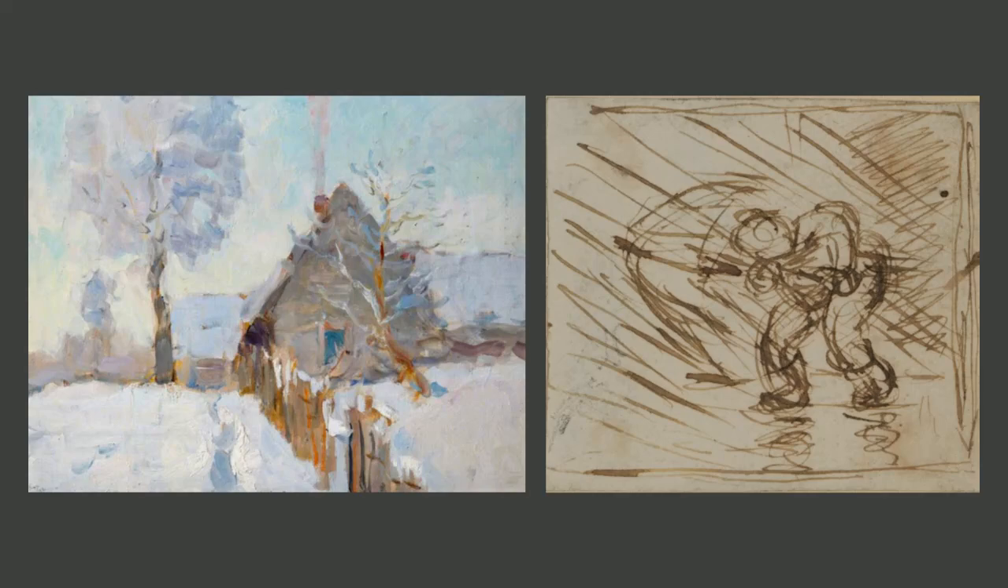So the first one, well, this is not so dynamic. It's just a snowy day. It's perhaps after the snow shower. You can see there's a blue sky. There's no wind because if you look at the smoke rising up from the chimney on that house, it's just rising straight up into the sky.